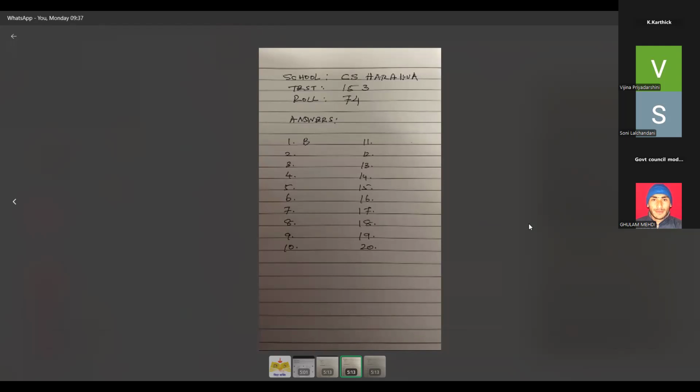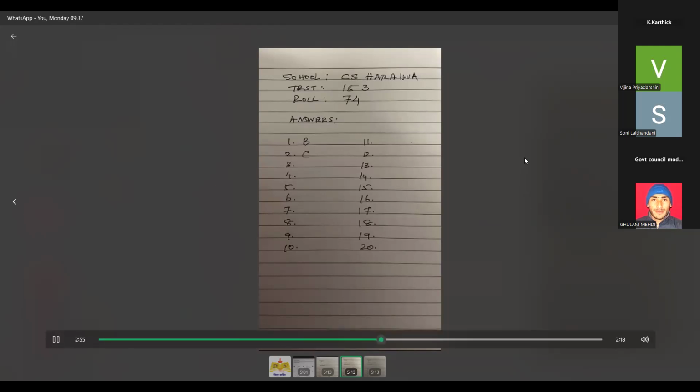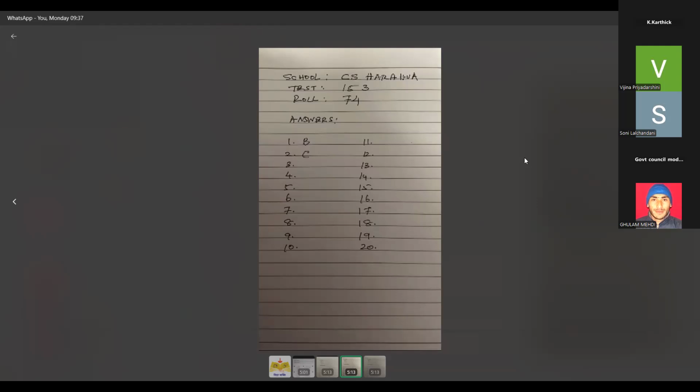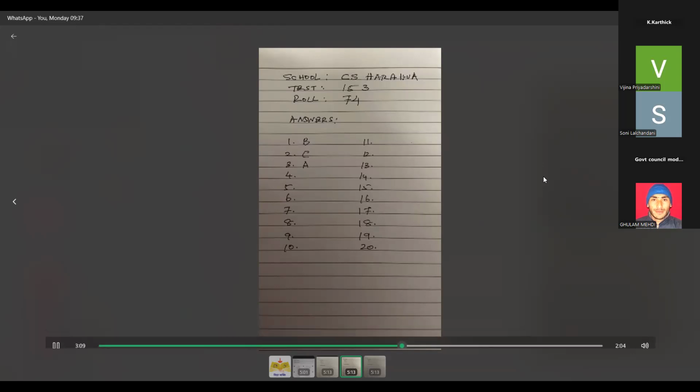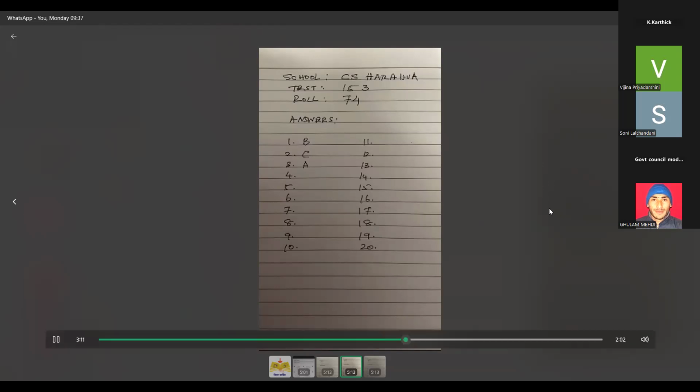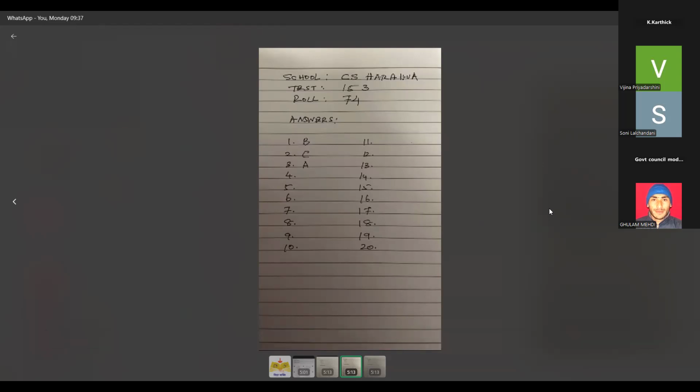Then the Vidya Shakti teacher will display the second question. For that question, if the answer is C, write C. For the third question, if the right answer is A, write A. The answers B, C, A that I have written are only examples. For each question, you should write the correct answer. Like this, all the 20 questions, the Vidya Shakti teacher will display. You should choose the correct answer and write it.